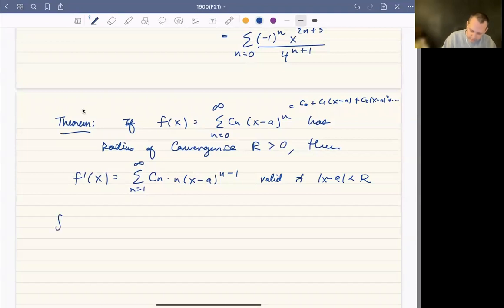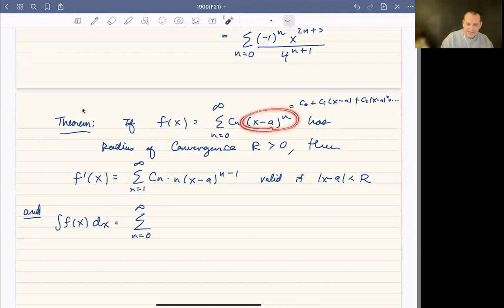And then the second part is that inside the radius of convergence, the integral is also going to behave the way that you think. The integral of f of x is going to be the sum of, well, we just integrate term by term. So we're going to take our x minus a to the n, add 1 to the exponent, and divide by the new exponent.